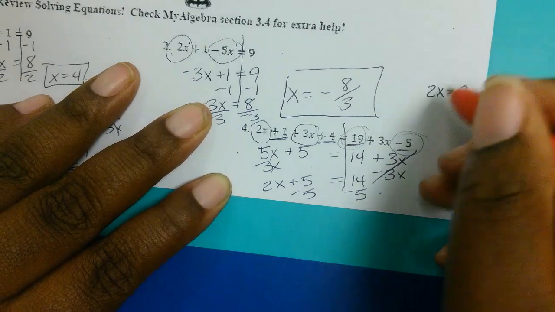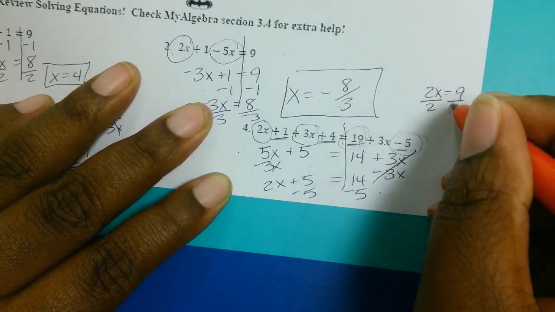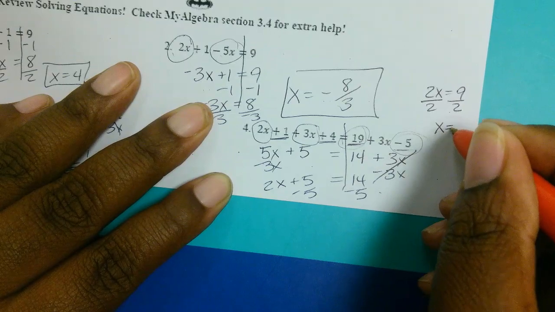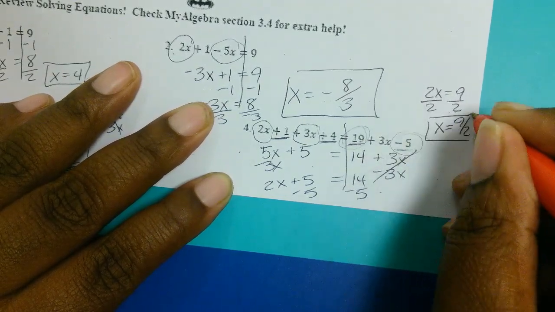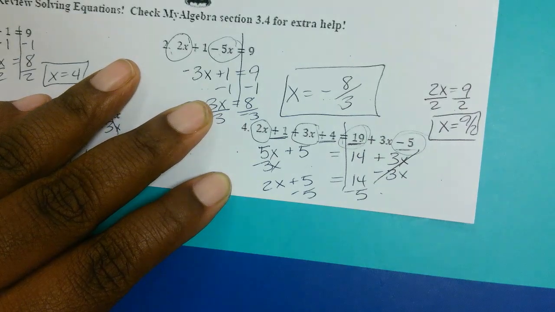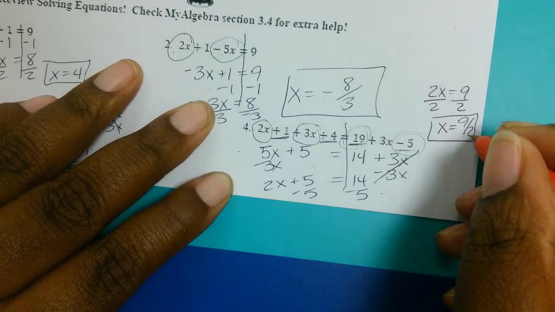Now I need to get the variable by itself, divided by 2. X equals 9 over 2, or 4.5. Again, that was not such a pretty number, but it's okay.